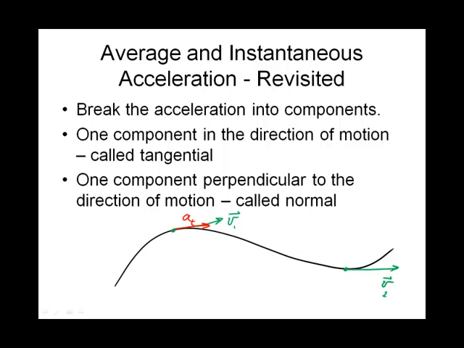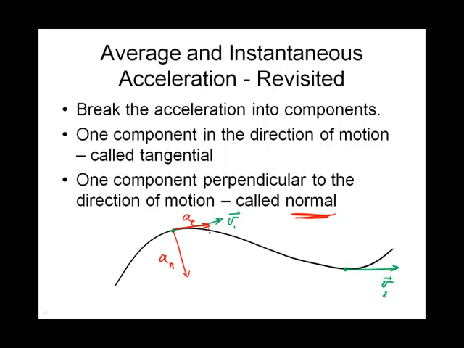The other part is very similar to the centripetal acceleration. It's what turns the object, and it's perpendicular to the path in towards the radius of curvature. So I'm going to call this A sub n for normal. Normal means perpendicular. That's another term for perpendicular. Normal, perpendicular, orthogonal all mean at 90 degrees.